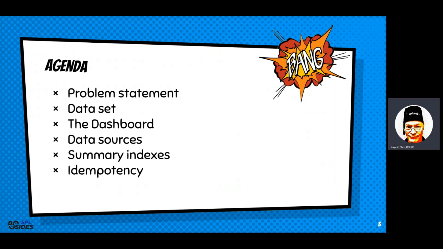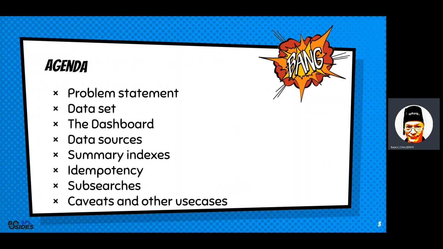One of the potential problems with summary indexes, and what idempotency is and how it helps. A little on subsearches and some of the issues, and finish off with some caveats and other possible use cases.